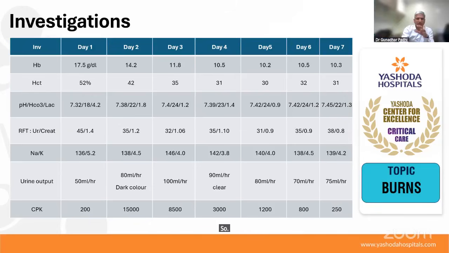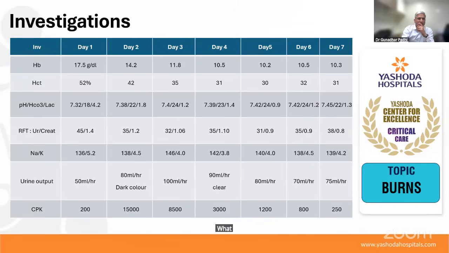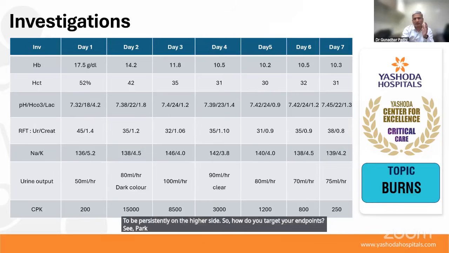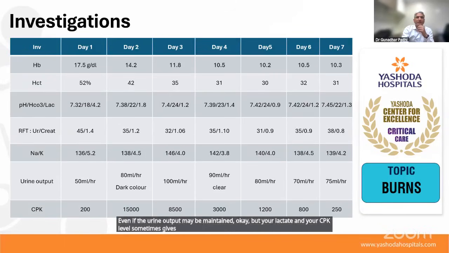But normally in a case of severe electrical injury, which is the better predictor? Sometimes your urine output may be maintained, but you find your lactate and your CPK level to be persistently on the higher side. So how do you target your endpoint? See, the Parkland formula may be the initial starting point for your resuscitation, but the endpoint is something different. In these cases, even if the urine output is maintained, your lactate and your CPK levels sometimes give you a better predictor of your resuscitation compared to your urine output.